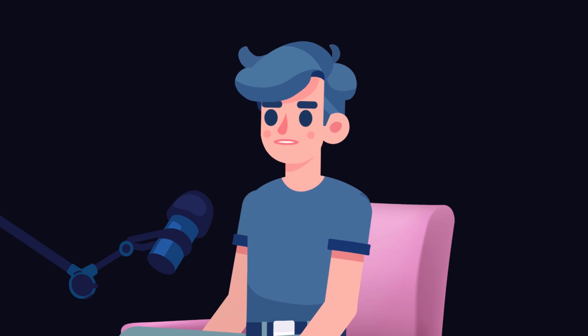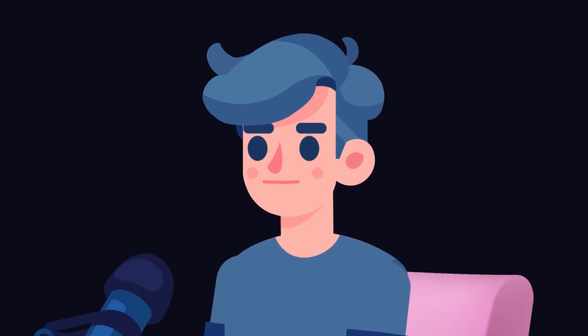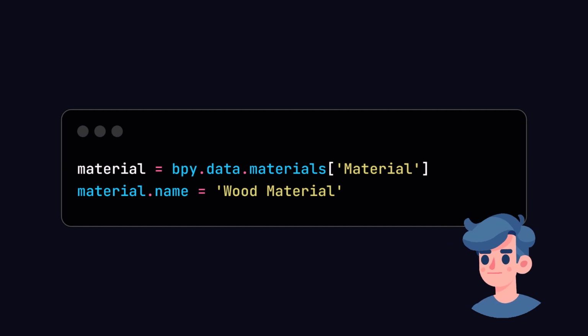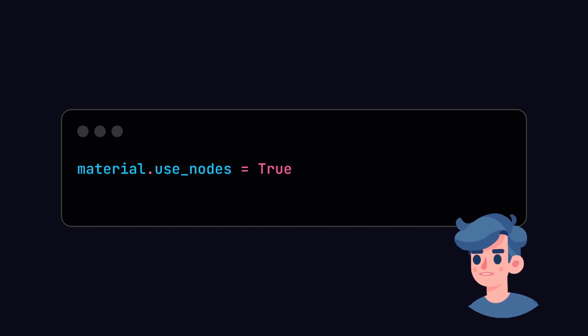We will create a material for our cube here. Click on the New button to create a new material. With the new material created, let's rename it to Wood Material to keep everything organized. Next, we need to set the material to use nodes. This will allow us to add a texture image to our material. In the Material Properties panel, check the box that says Use Nodes.